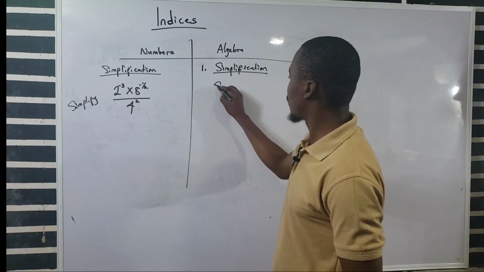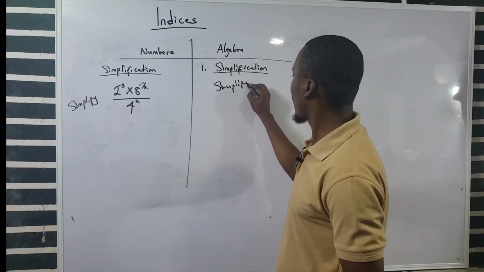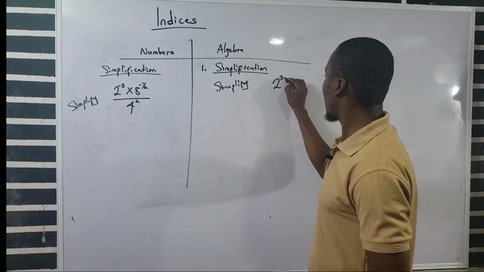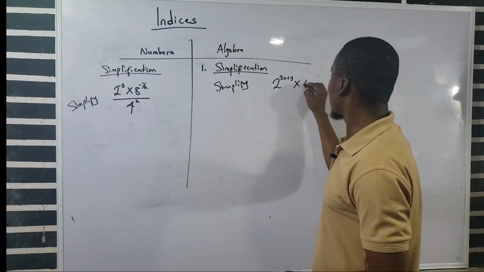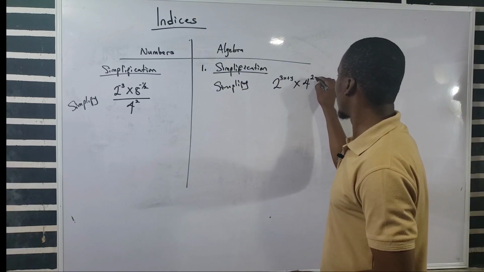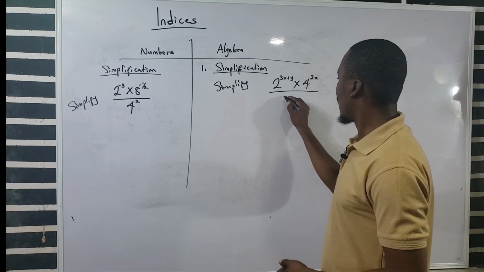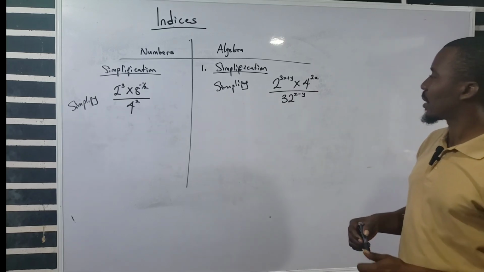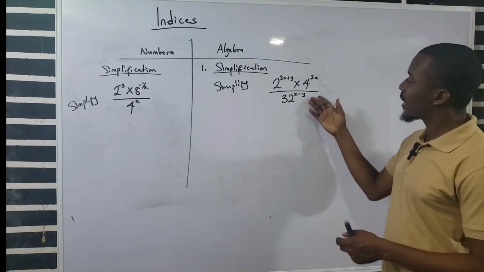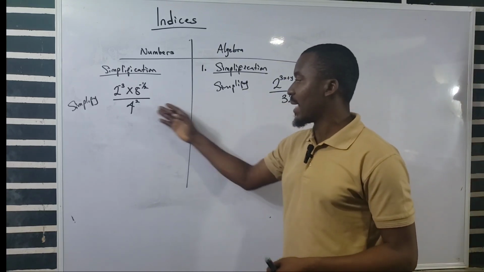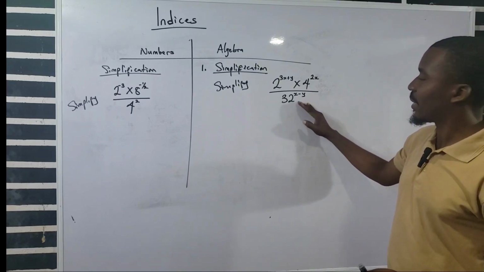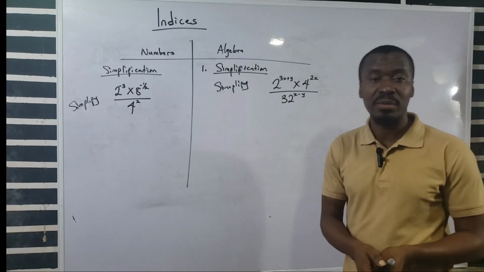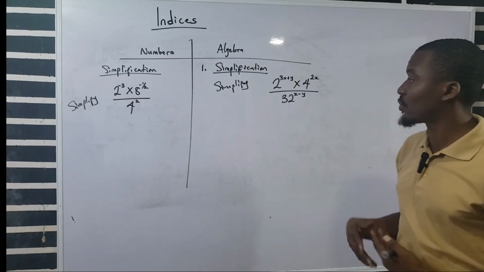Simplification, you can be asked to simplify 2 raised to power 3x plus y times 4 raised to power 2x, all over, let's say, 32 raised to power x minus y. So you can see this one contains unknowns. So we can ask you to simplify this. You can see that they look alike. The only difference there is that there are unknowns in this one. It can be in one variable, it can be in 2 variables. Okay, this one is in 2 variables.